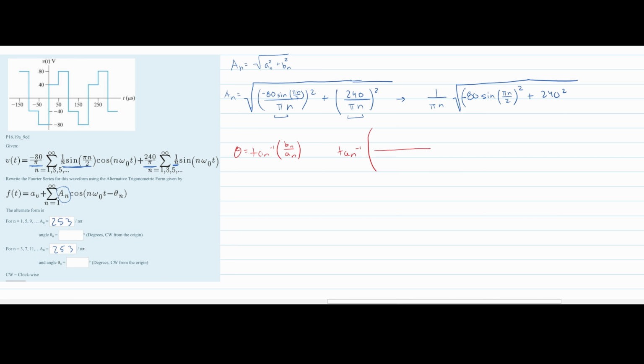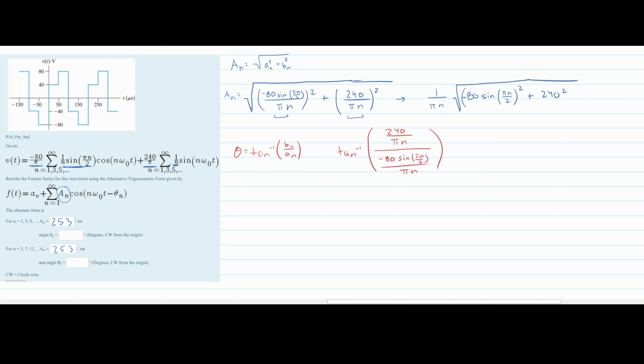We are going to have our b of n. We know our b of n is the 240 over pi n. And since we have a pi n underneath both of these, what we can do is cancel them out. And we will be able to actually see that in a second. So let's just write it all out. So we have 240 over pi times n, and then we have a minus 80 times sine pi n over 2 divided by pi n.